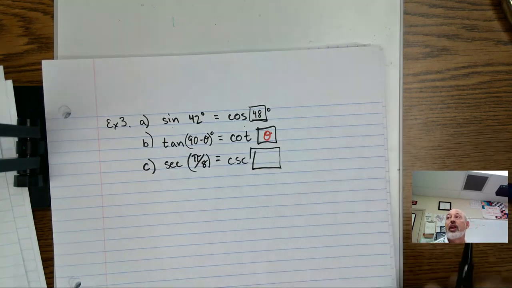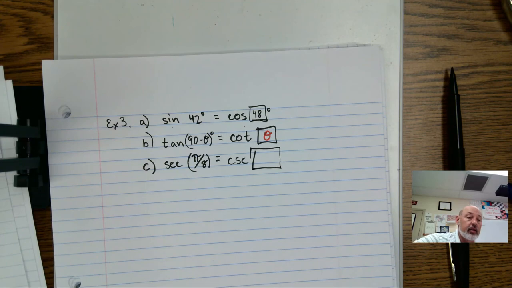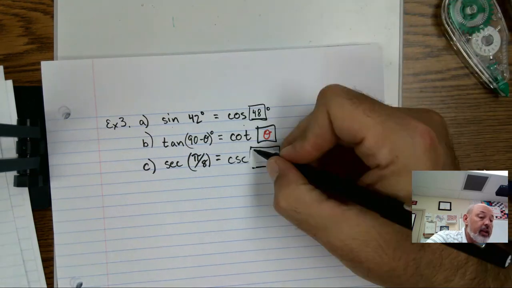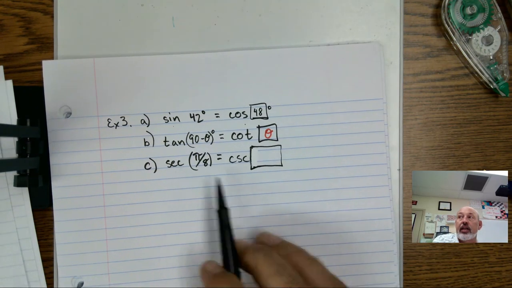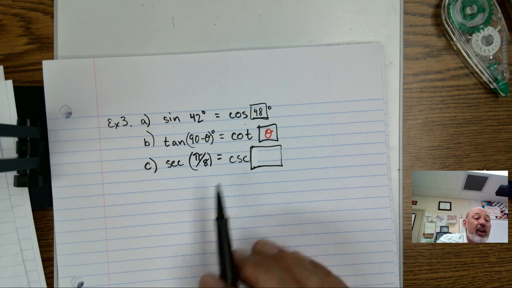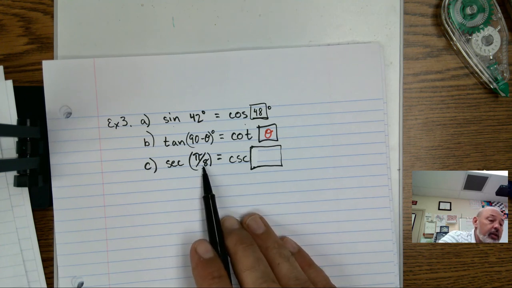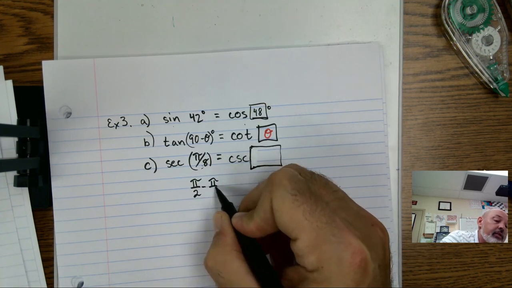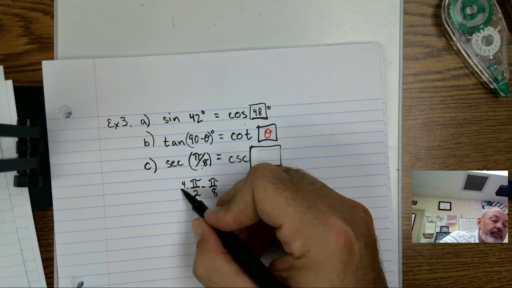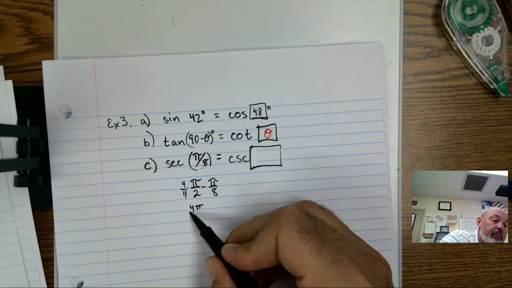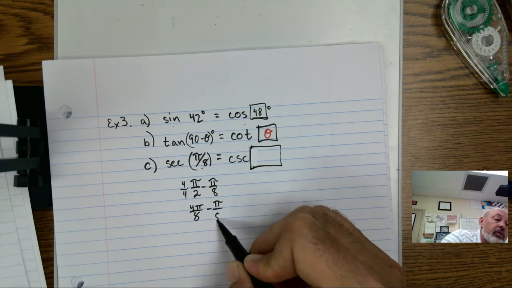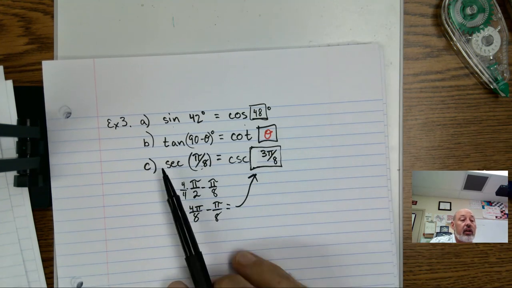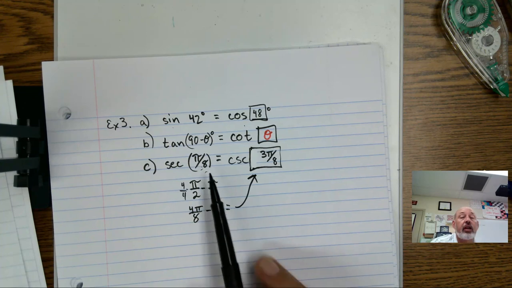Okay, and this is where you'd have to use that co-function identity, because that's the only relationship between secant and cosecant, that they're complements of each other. So the first thing you'd have to do is find the complement of pi over 8. You would do that by taking pi over 2 minus pi over 8. So you're going to multiply that by 4 over 4. So you really have 4 pi over 8 minus pi over 8 equals 3 pi over 8. So the secant of pi over 8 is equal to the cosecant of 3 pi over 8.